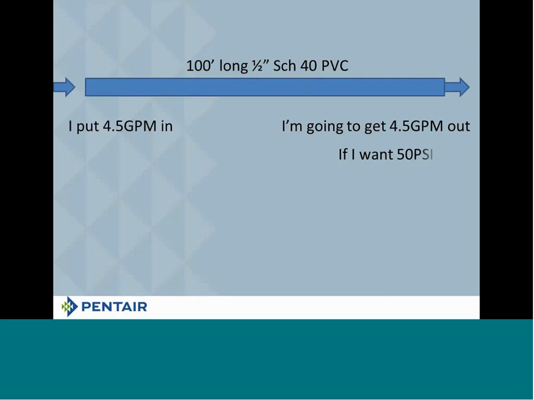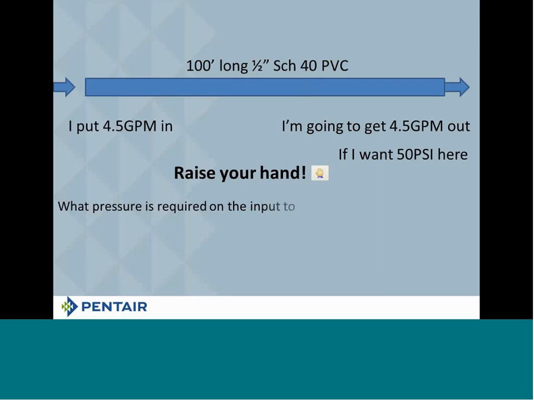Okay? If on the output I want 50 psi, that means that on the input, what do I have to do? Raise your hand. And just tell me. What has to happen? If I want 50 psi in the output, I'm going to lose 8 psi going through the piece of pipe. What do I have to do in the input?